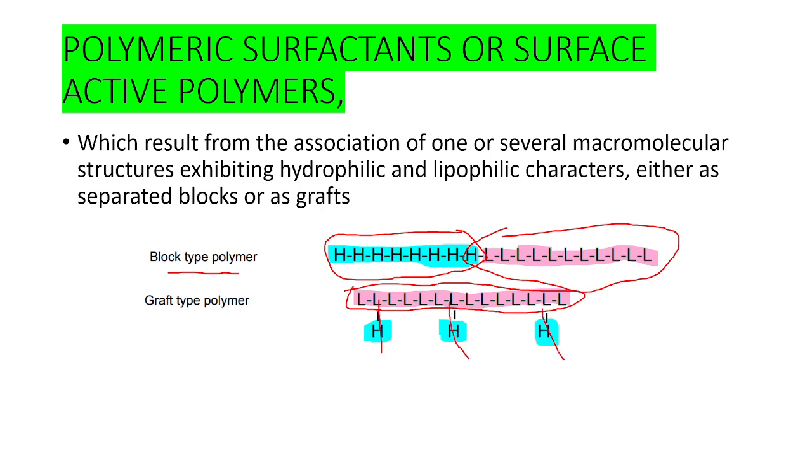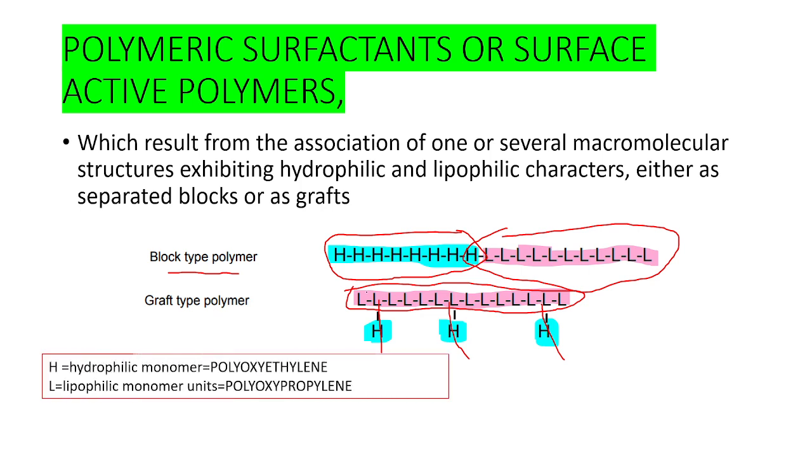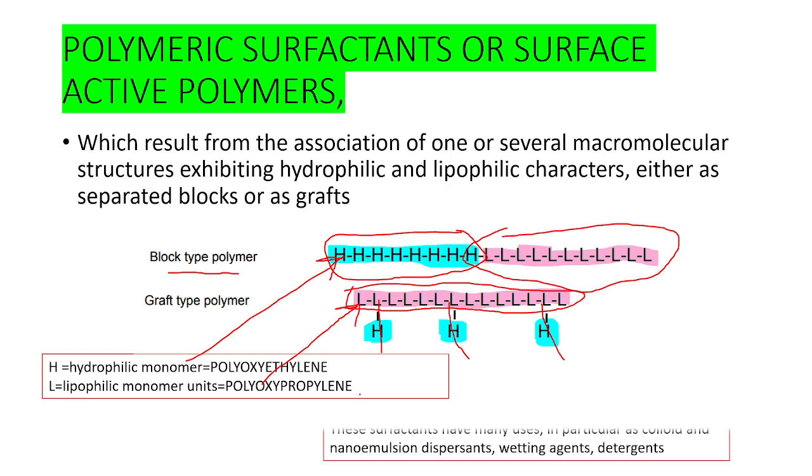add hydrophilic polymers perpendicularly. So what are the examples of this hydrophilic monomer? Nothing but polyoxyethylene. What are the examples of the lipophilic monomer? That is polyoxypropylene. These surfactants can be used as a dispersion agent, next a wetting agent, and also used as detergents.